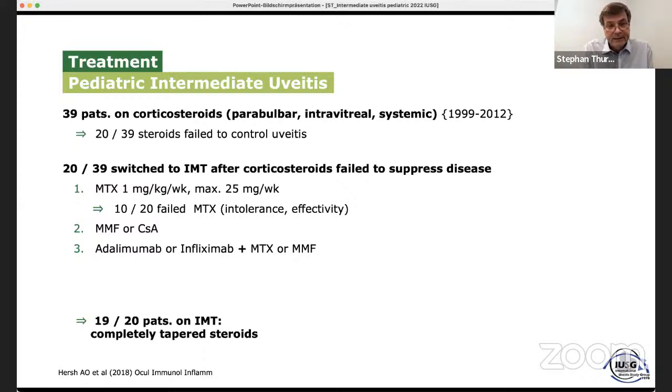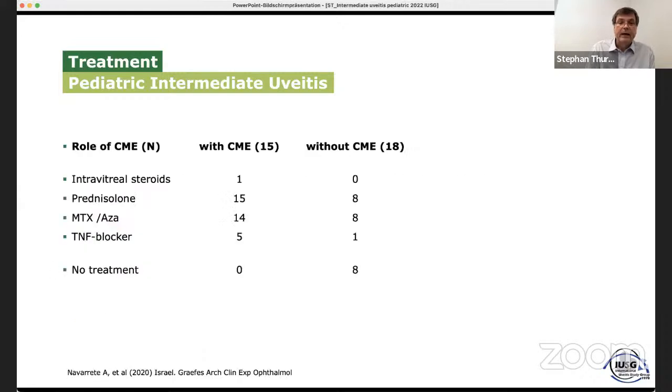Those in a second step were switched to mycophenolate or cyclosporin. And even if that was not working, the biologicals, either adalimumab or infliximab, were used in combination with a conventional immunosuppressive treatment to prevent the development of anti-TNF inhibitor antibodies. With this regimen, of these 20 patients, 19 were completely tapered off steroids, and there was only one patient who did not respond as effectively.